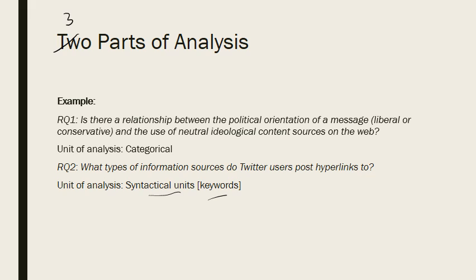So they're first looking at tweets, and they're looking at what category they can fall under, or what theme, however you want to put that. And they're trying to decide what's the political orientation of the message, okay? Liberal or conservative. And then they're asking what types of information sources Twitter users post hyperlinks to. That's a look at keywords, right? Because they're asking, here are these links, and what kind of links are these? Okay, so to a government source, to a liberal source, and so forth. So they're looking at keywords there. So that's their unit of analysis in the sample study.